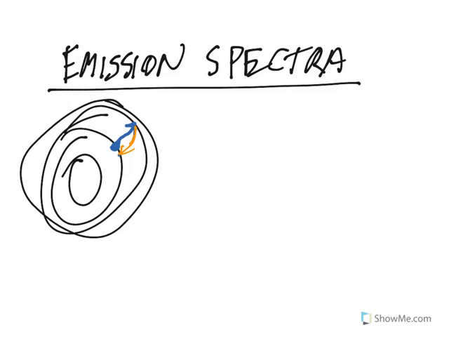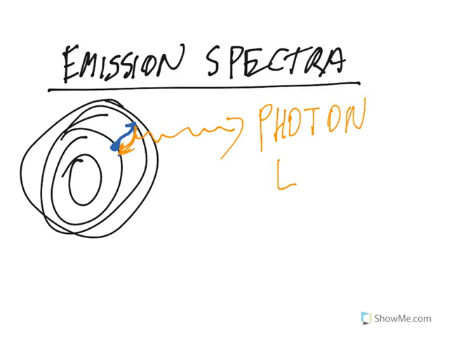Now, when it drops back down, we get the energy being released, because it doesn't want to be in that higher energy level, it wants to be in its normal one. So that energy has got to somehow be released, and it's released in the form of a photon, in other words, light. So you get light out of it. It gives off some sort of light, and so it's called emission spectra.